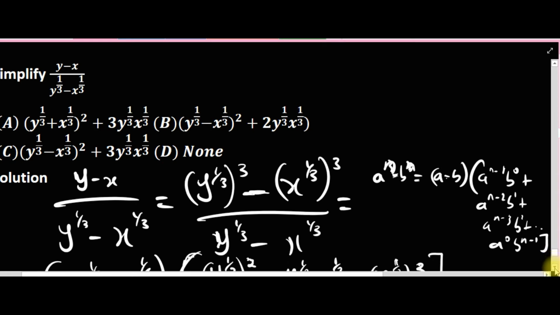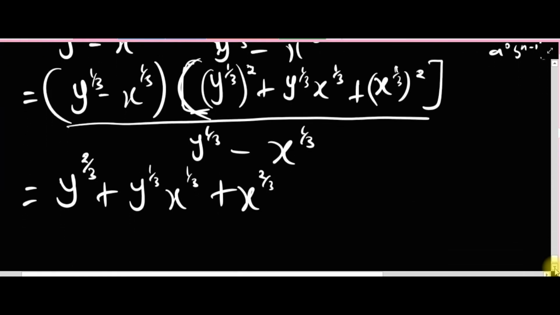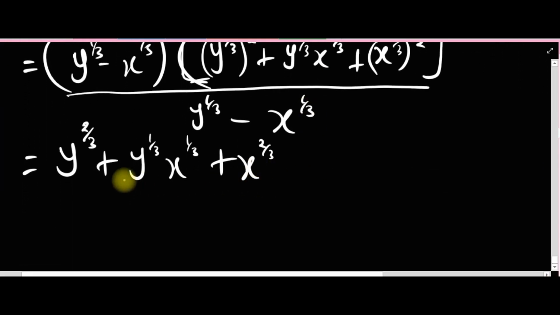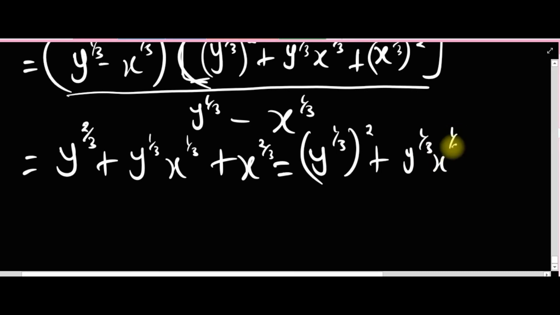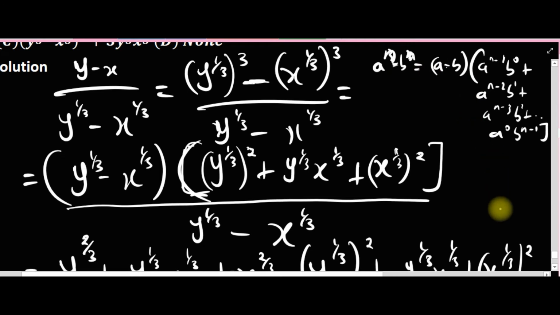Don't choose D yet. They did something. There is nothing exactly like it, but something in the options is related to this. You know that formula: this is y^(1/3) squared plus y^(1/3) x^(1/3) plus x^(1/3) squared. Yes, and we know this is the general formula for all n.